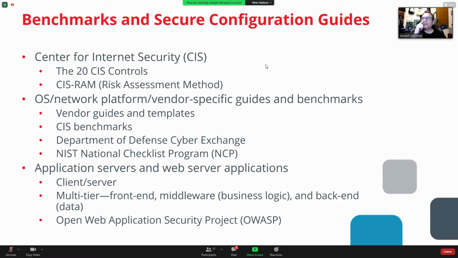Also, keep in mind that for each system, you've got the vendor. Like, let's say I've got a Cisco firewall. Cisco is going to put out all kinds of guides and templates and best practices for how you should configure their stuff. Okay, and CIS will also put out benchmarks, and the benchmark again is going to be, here's your baseline, this is where your configuration should begin, that kind of thing.